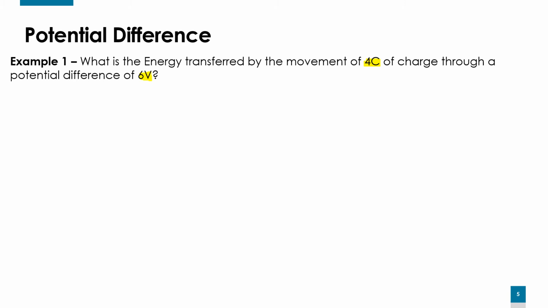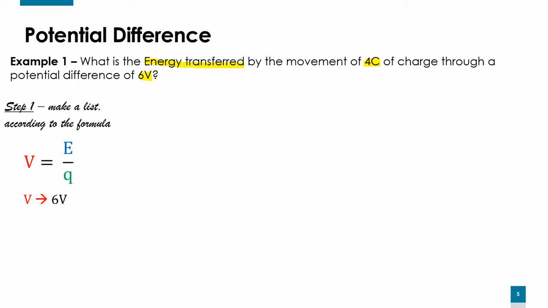Okay, and let's remember the steps. Let's follow the same steps. Step 1, make a list according to the formula. Now we are using the formula of volt because I want to calculate the energy transferred. So volt is equal to the energy divided by the charge. V, I have potential difference of 6 volt. Energy, do I have? No. So I need to calculate. And charge, how much charge I have? 4 coulomb.